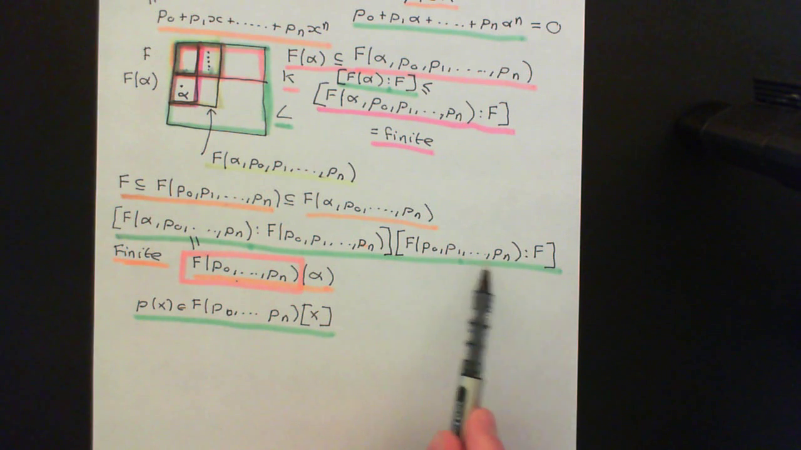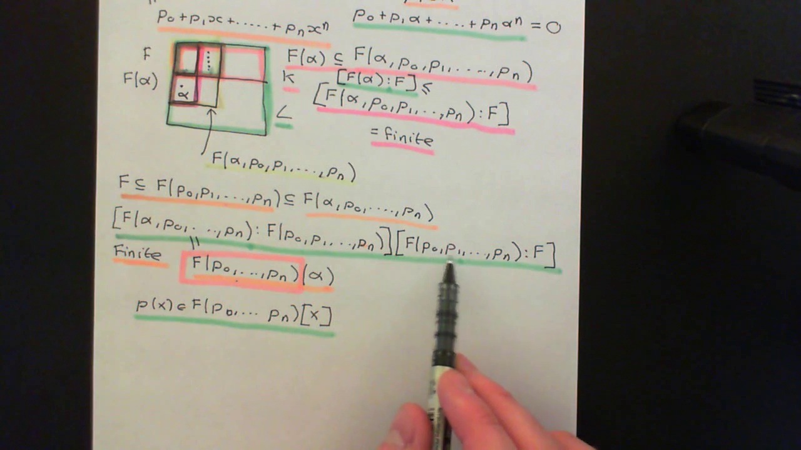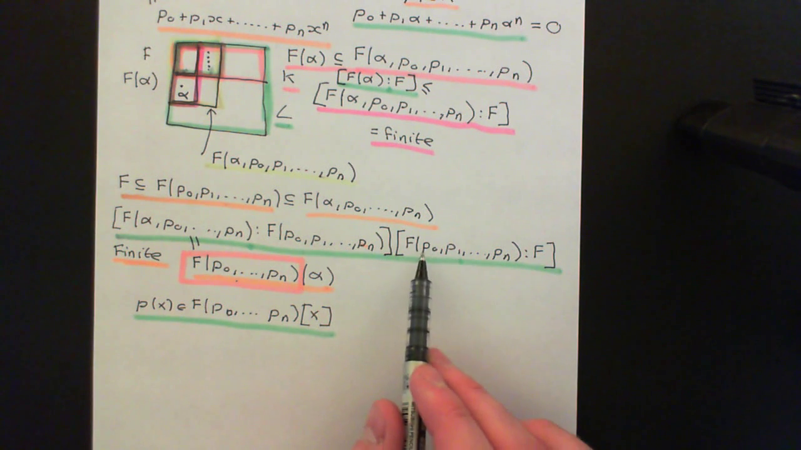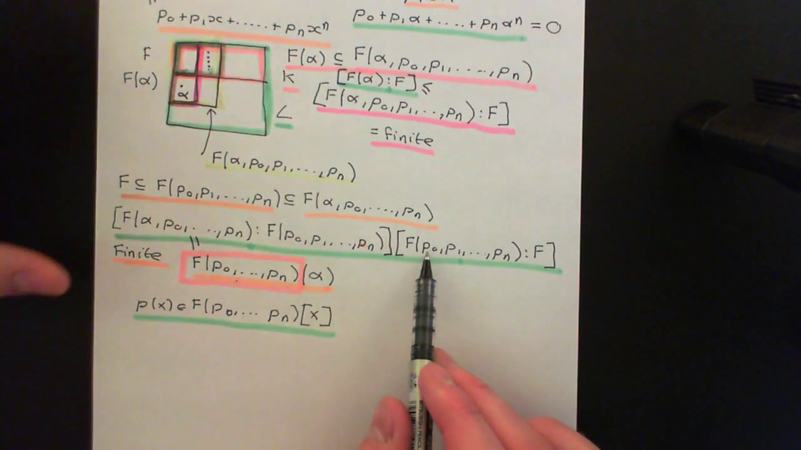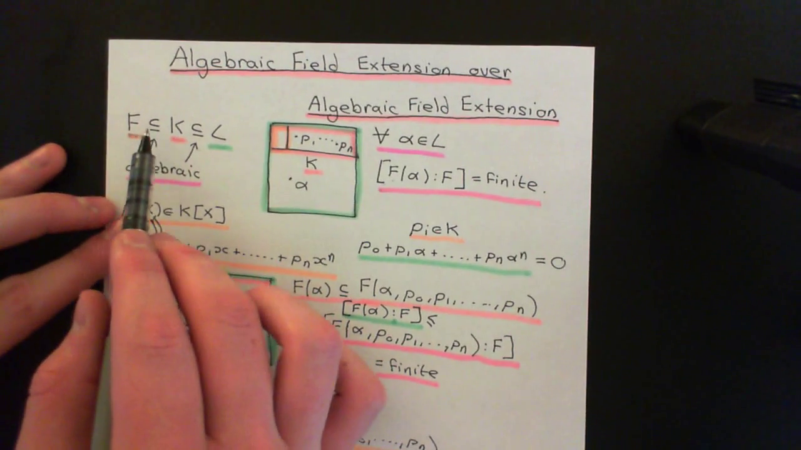Okay, if these generators that you have here are all algebraic over F, then you can conclude that when you generate this finitely generated field extension of F with these generators, it will end up having a finite degree over F. Now, why are all of these elements going to be algebraic over F? Because they're all elements of K. Okay, they're all in K, and K is algebraic over F. That's where we're finally using this bit.